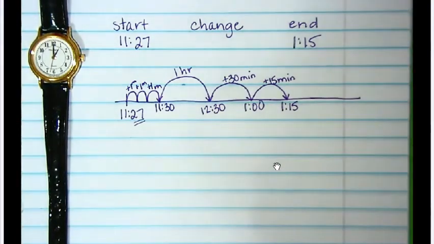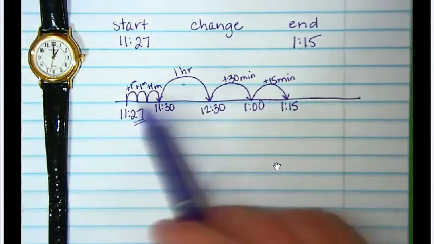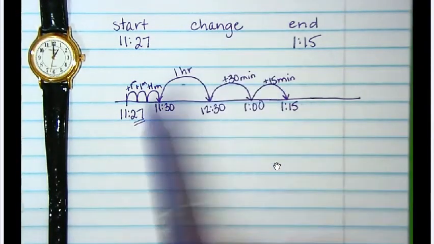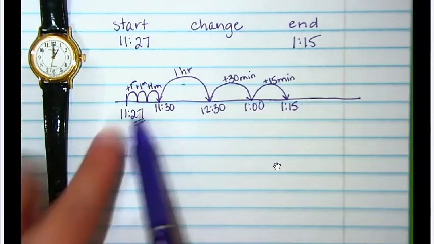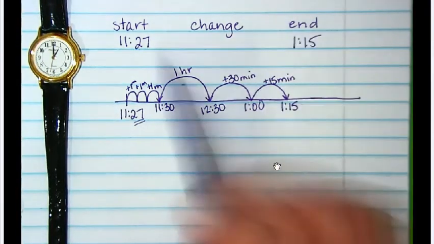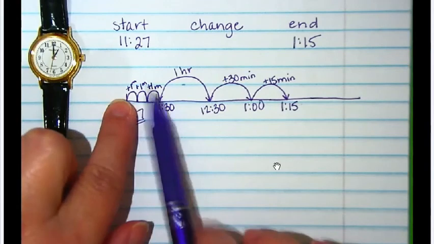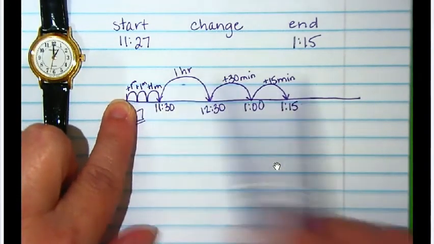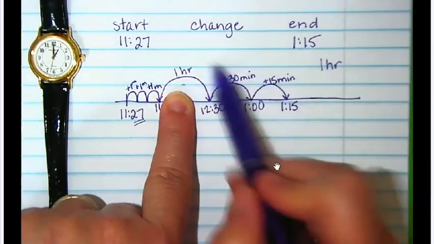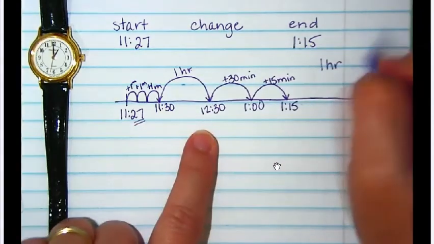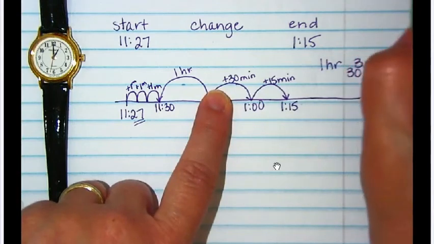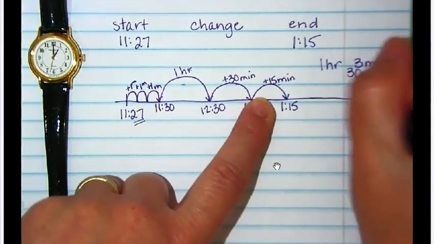But the great thing about this strategy is you get to decide the order and you get to decide the increments as long as you're either making the change that you need to make or you're getting to the end time that you need to. Okay, we're not done yet because we still don't have a change. What that means is now I need to tally up how far I changed. So I have an hour. Okay. I have 3 minutes. I have 30 minutes. And I have 15 minutes.